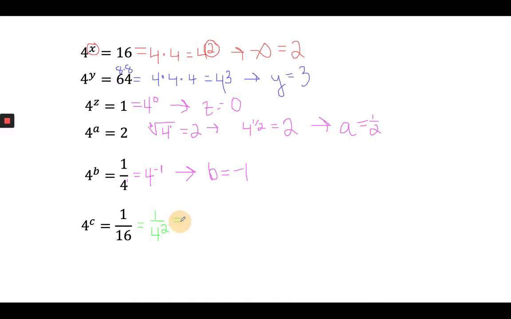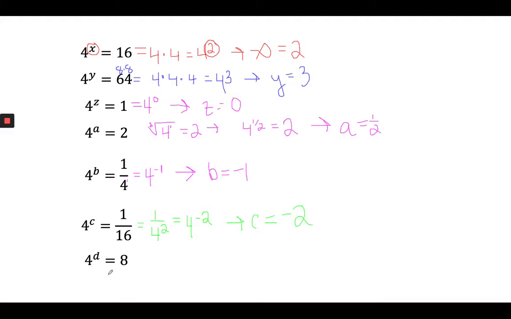So this is the same thing as, if I don't want to write it as 1/4, 1 over 4 to the second, that's the same thing as 4 to the negative 2. So that means C is going to be equal to -2. All right, one more. And this one's pretty challenging.